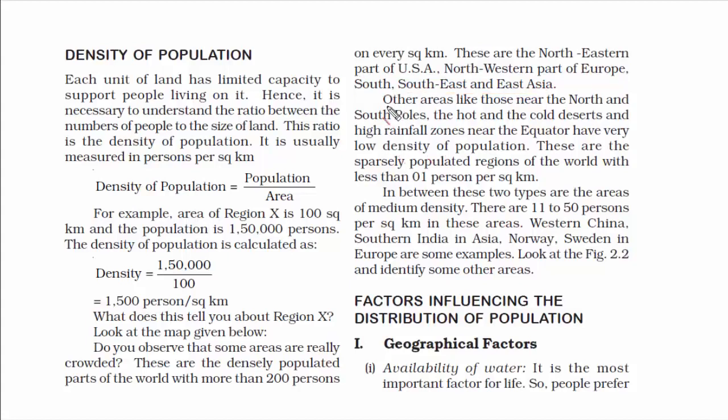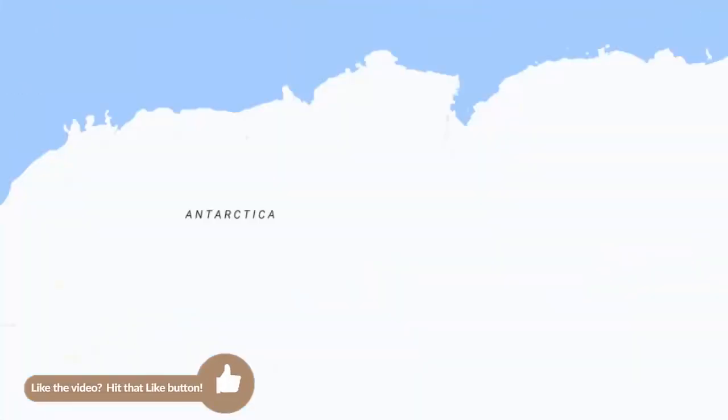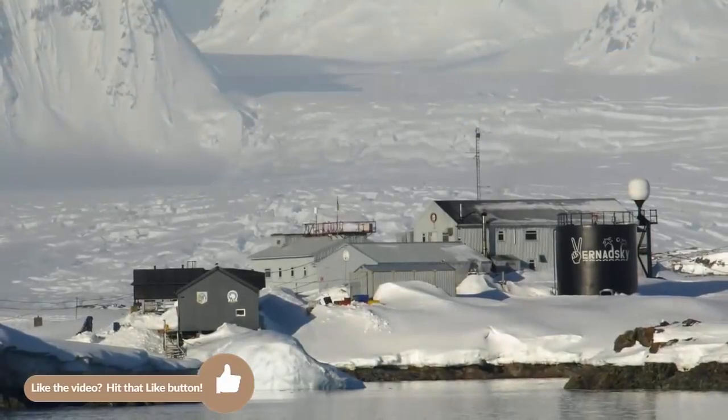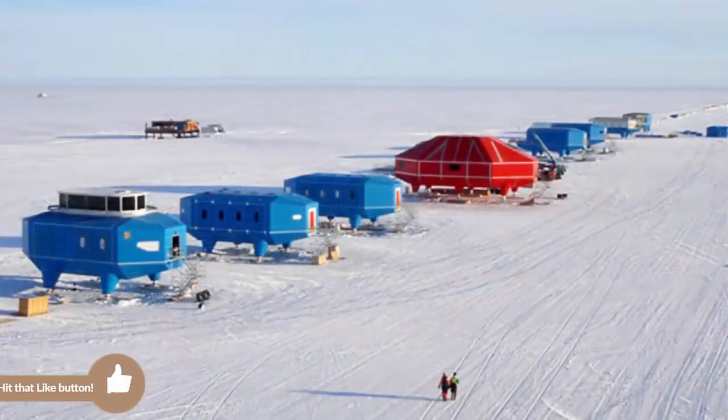Now there are some places where population density is absolutely low. These places are the North and South Poles, extremely cold areas. I mean, civilization does exist over here, but it's very low. There are many international research stations that exist in Antarctica. So mostly people are there to do scientific research of climate change and environmental stuff.